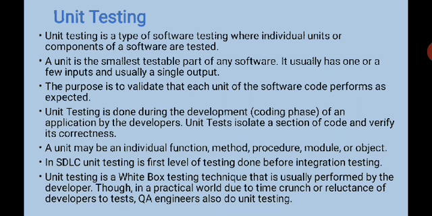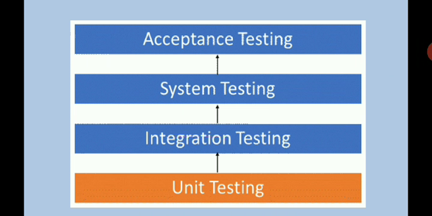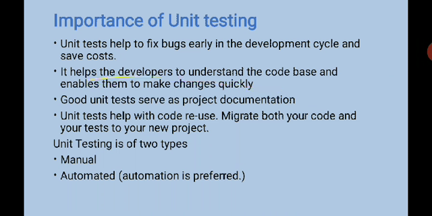That is usually performed by the developer. Though in the practical world, due to time crunch or reluctance of developers to test, QA or quality associates are the engineers that do unit testing. So how do we do testing? We do unit testing, then integration testing, then system, and then acceptance, right? So this is a diagram. I think it's clear to you.